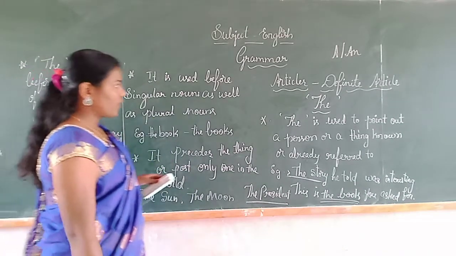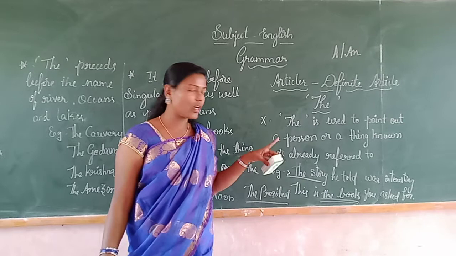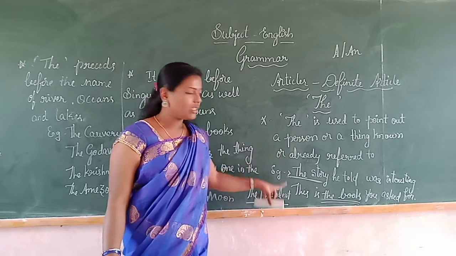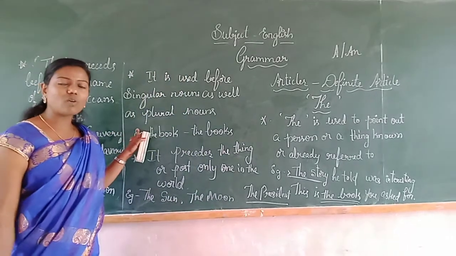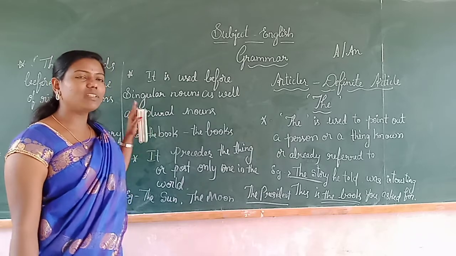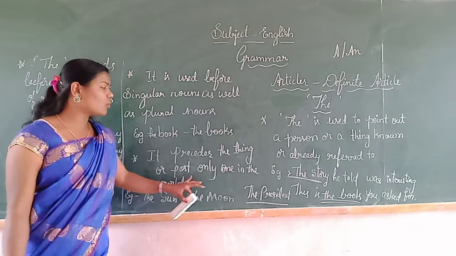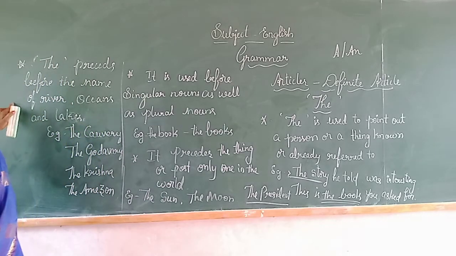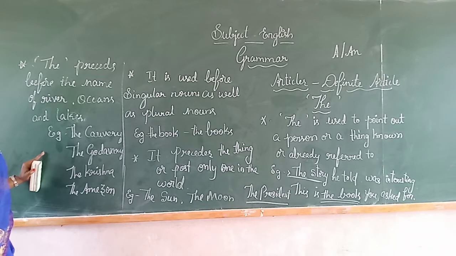And next point, shall I have this? What is the first point? The first point, the is used to point out a person or a thing, noun already referred to, we use the. The house, the story, the book, like that. And second point, it is used before the singular nouns as well as the plural nouns. For example, the book, the books, the table, the tables. And third point, it precedes the thing or post only one in the world. The president, the moon, the sun. Next one, the precedes the name of the river, ocean and lakes. Example, the Kaveri, the Godavari, the Krishna, the Amazon.